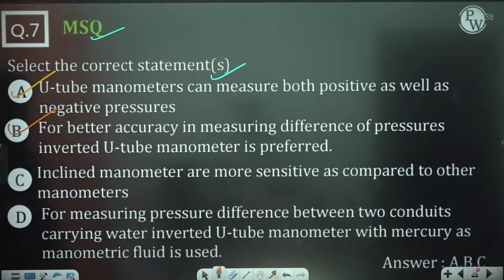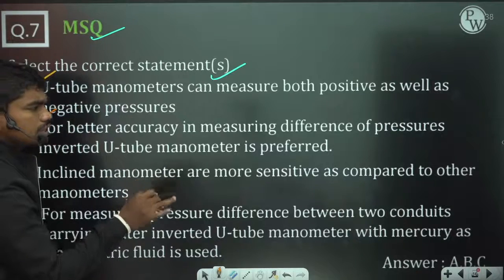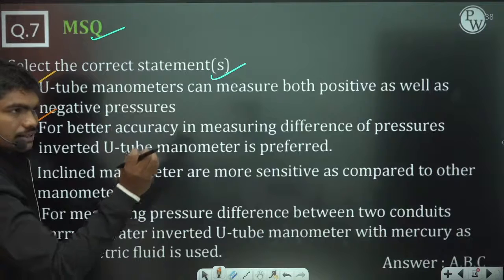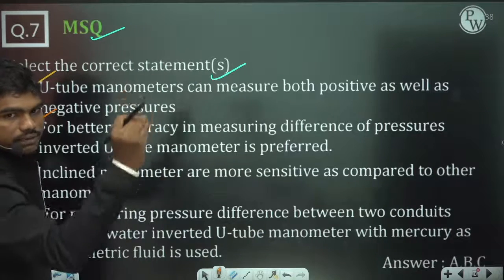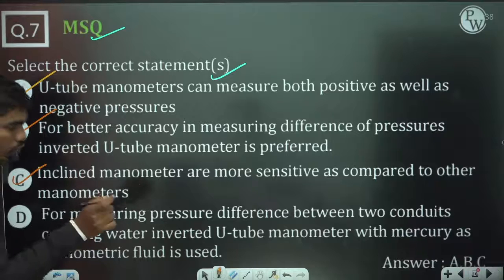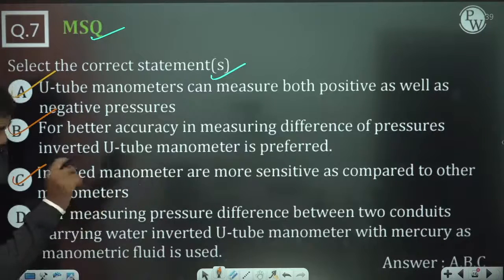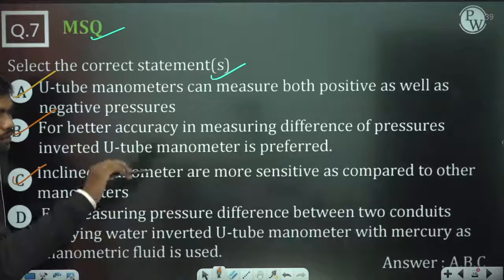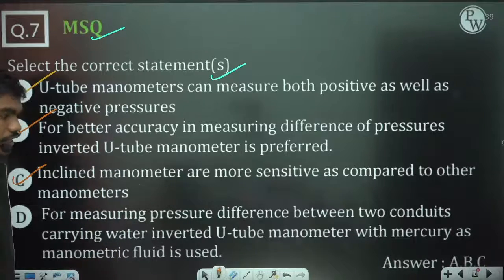Yes, correct. Inclined tube manometers are more sensitive as compared to other manometers. Of course, we have seen that for the same difference in pressure, inclined tube manometers show higher deflection. So this is also correct. For measuring pressure difference between two conduits, meaning the same flow at two different locations carrying water, an inverted U-tube manometer with mercury as manometric fluid is used.